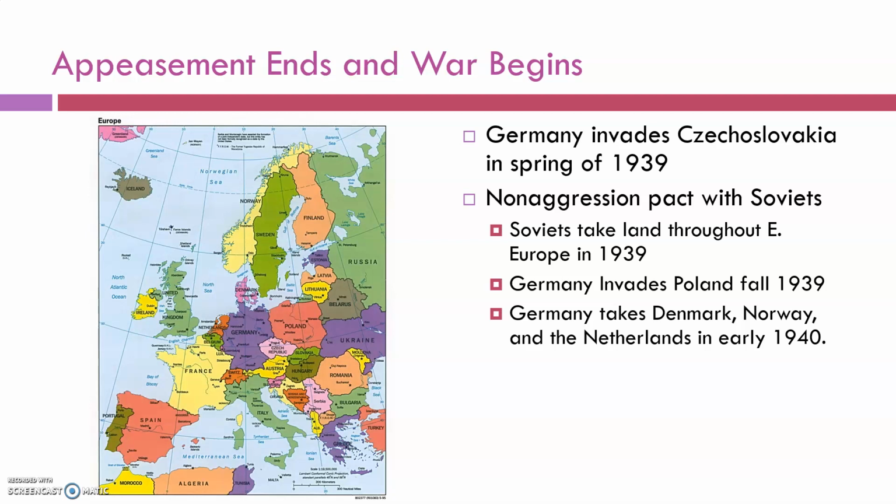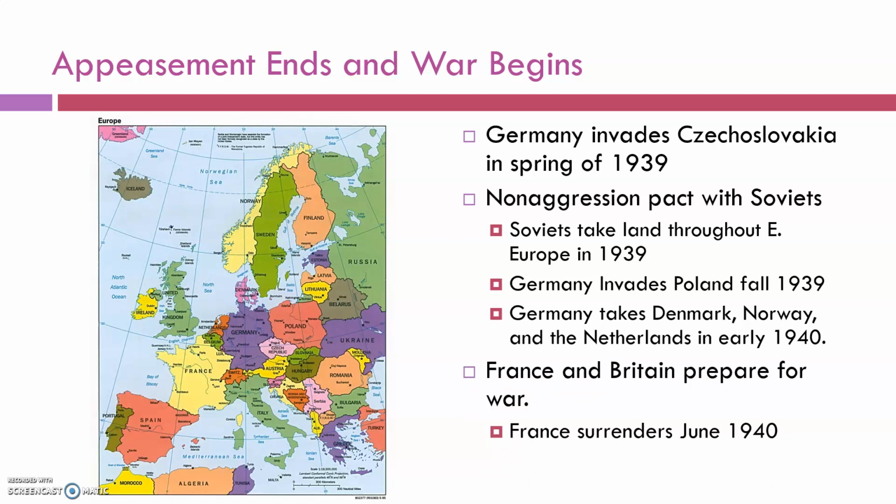Germany then invades Poland in the fall of 1939, and by early 1940, once Germany invades Poland, this is when the other nations, France and Britain, declare war. Germany then, before being able to be stopped by France or Britain, invades and captures Denmark, Norway, and the Netherlands.